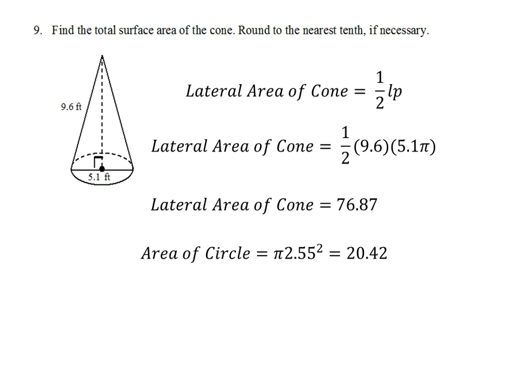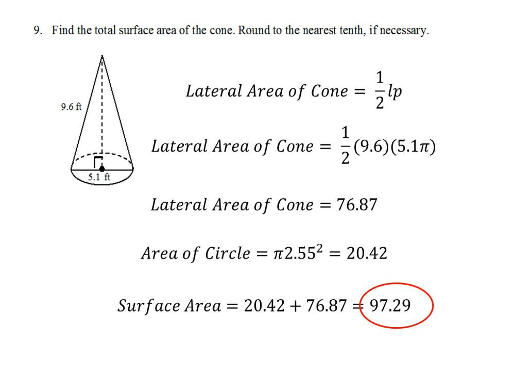Then we find the area of the circle, which is 2.55 squared. 2.55 is the radius of the circle, squared times pi. Changing that to a decimal gives us 20.42. 20.42 is the area of the circle. And the surface area of the figure will be the lateral area plus the area of the base, which is going to be 97.29, which would be our answer. Technically it would be 97.3 because it says round to the nearest tenth. So 97.29, 97.3, either one is just fine.